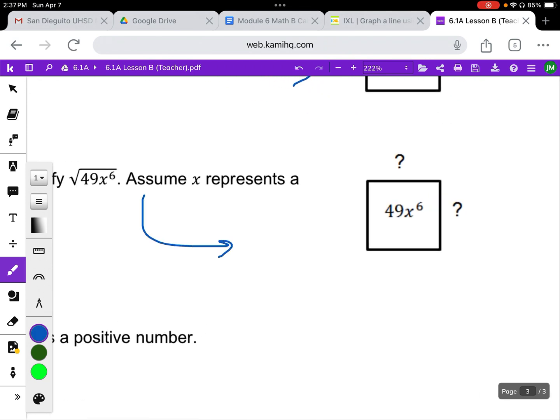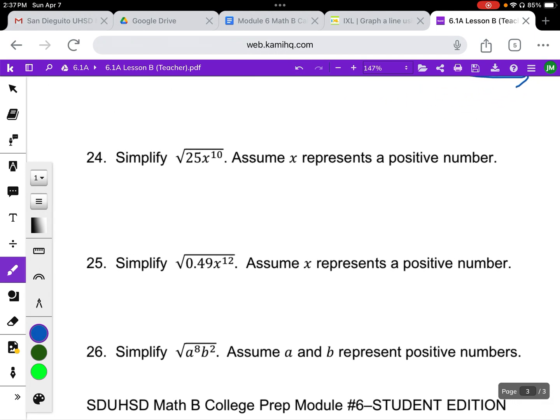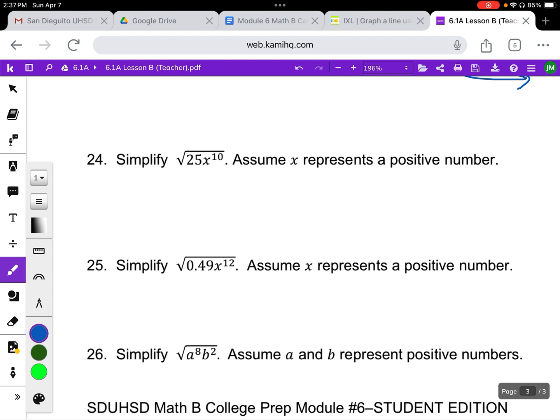This one, we need two numbers that are the same that multiply to equal 49. It's going to be 7. And then we need a variable part that multiplies to equal x to the 6th. And they have to be the same, and that is x cubed. Same idea, we removed the square. We're not drawing it unless we really want to. Square root of 25 is 5, and the square root of x to the 10th is x to the 5th. X to the 5th times x to the 5th is x to the 10th.